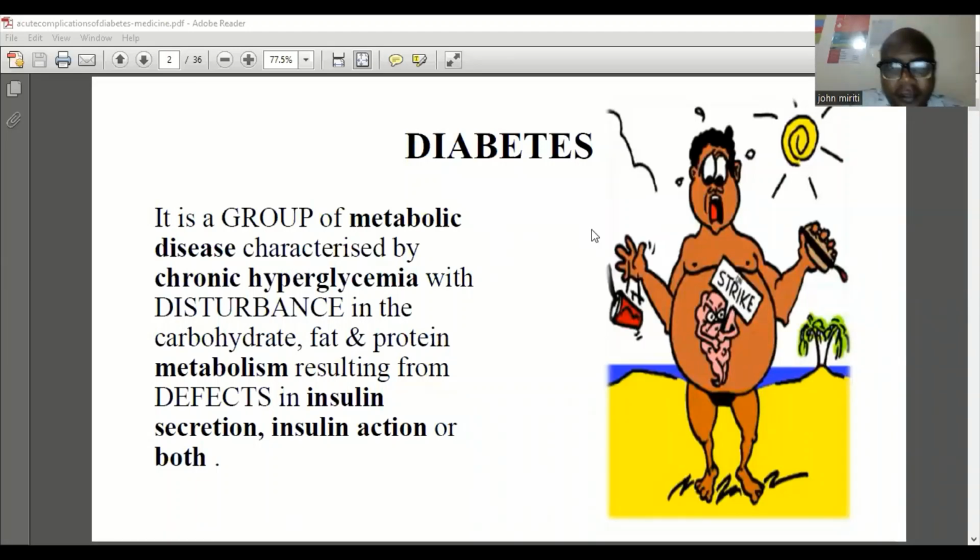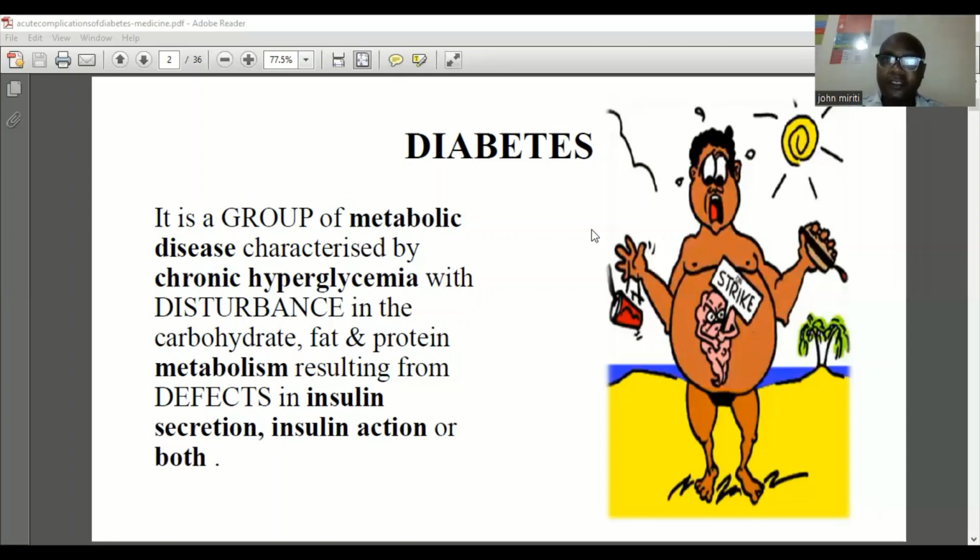Okay, now let us have another class of diabetes, and this time we are looking at the acute complications of diabetes, their pathophysiology, their clinical features, and how to manage them. These ones are encountered by so many practitioners in the consulting room, at home, in the wards, in the outpatients, so that they can be able to equip themselves on ways to deal with these diabetic emergencies.